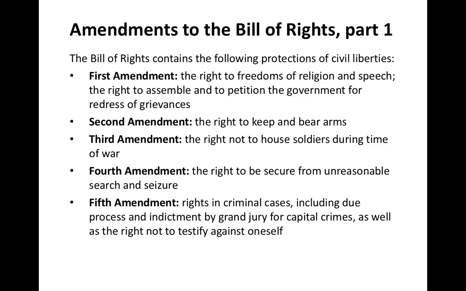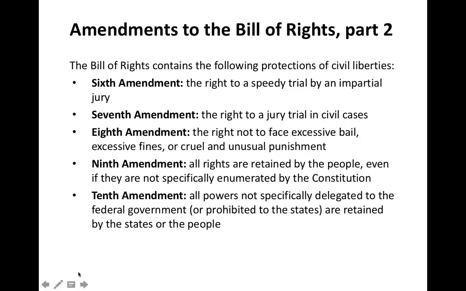The Fifth Amendment includes due process and indictment by grand jury for capital crimes, as well as the right to not testify against yourself. You have that protection against self-incrimination. This due process is important to differentiate from 14th Amendment due process, because this only applies at the federal level. The Sixth Amendment is your right to a speedy trial by an impartial jury. You also have a right to counsel under the Sixth Amendment and the right to a public trial.